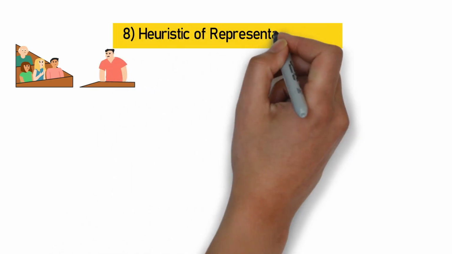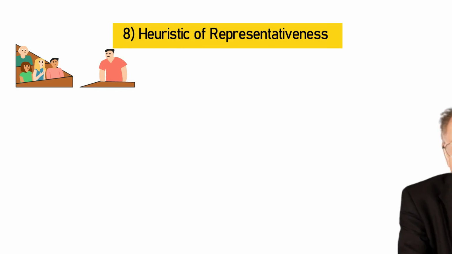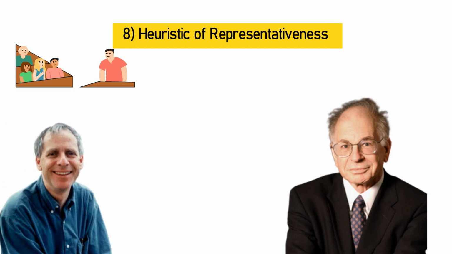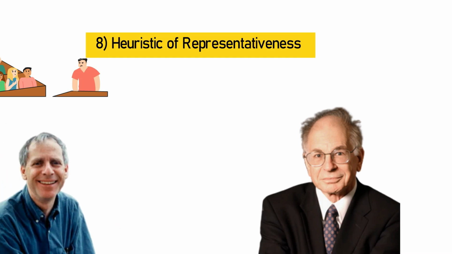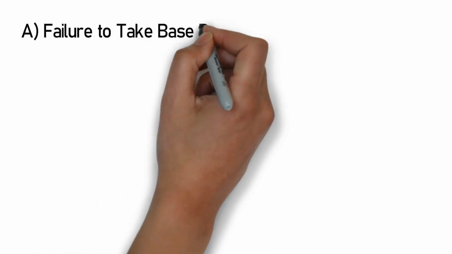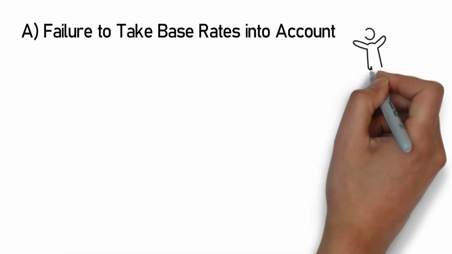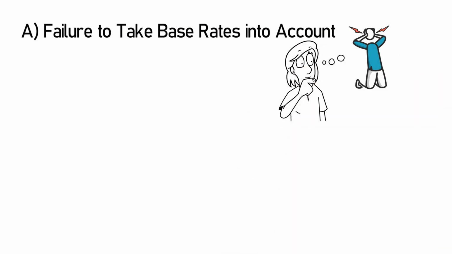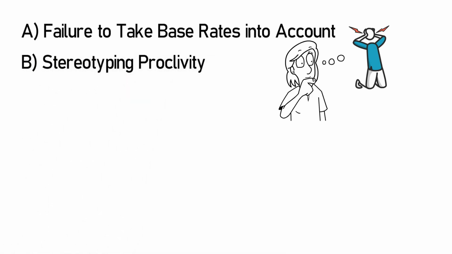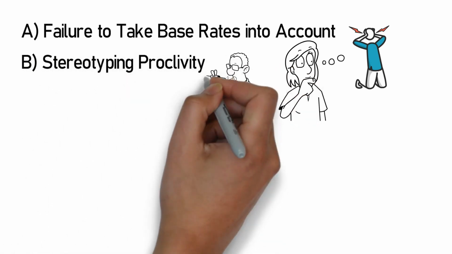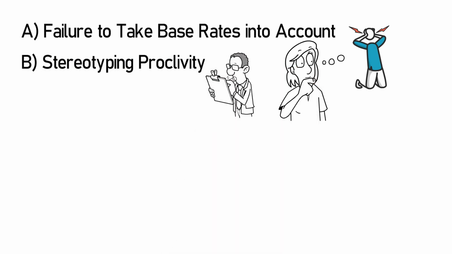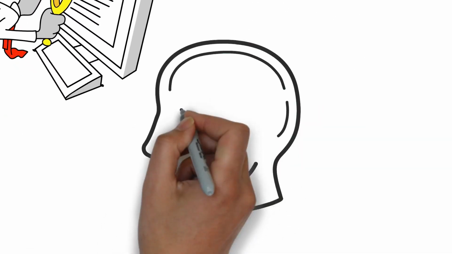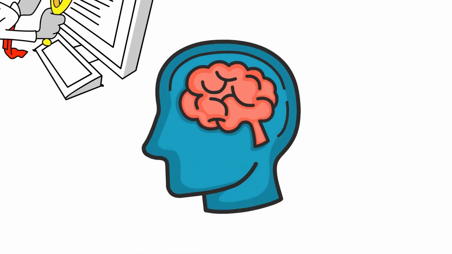Number 8, heuristics of representativeness. Representativeness, as defined by Kahneman and his collaborator Tversky, encompasses three major findings. A, failure to take base rates into account, an unintentional failure to consider past outcomes when predicting current or future behavior. B, stereotyping proclivity. The proclivity to categorize and generalize rather than look for specific nuance. This, like availability, is a necessary trait for brain energy conservation.